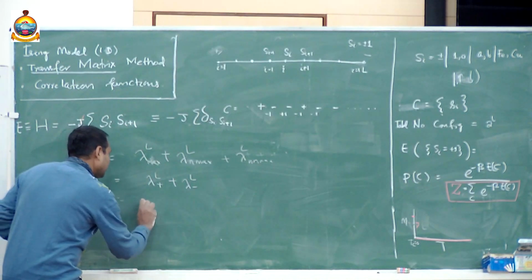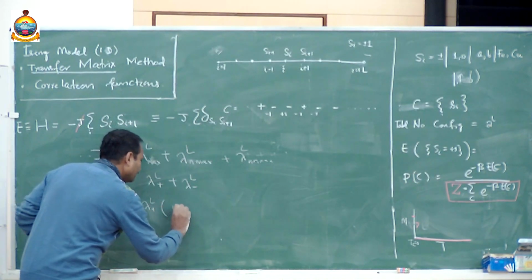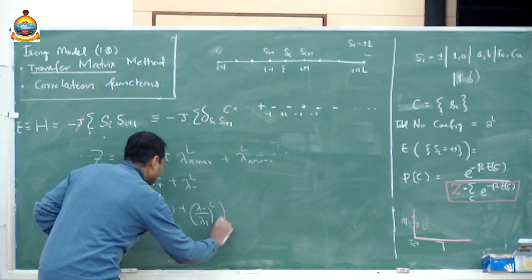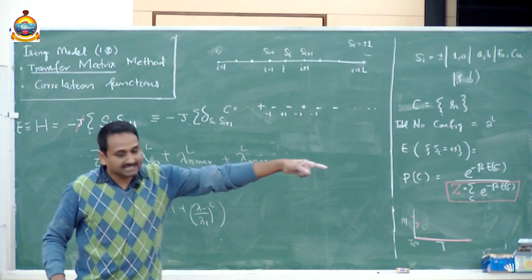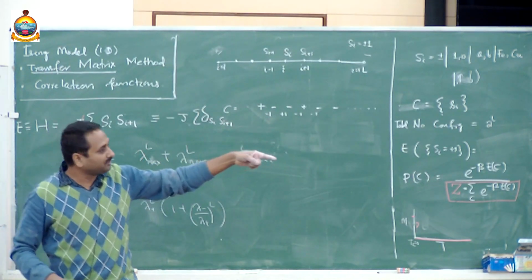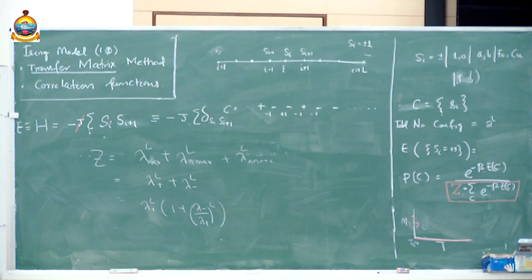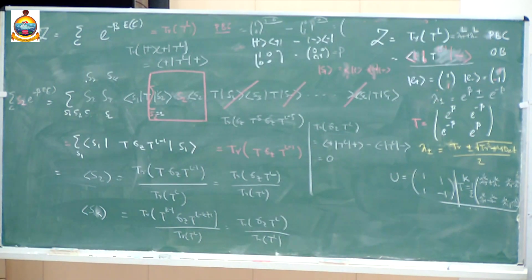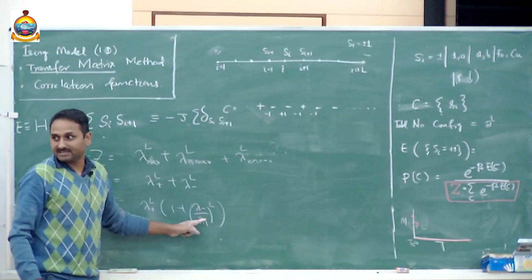This can be written as lambda plus to the power L times 1 plus lambda minus divided by lambda plus, whole to the power L. Okay. And lambda plus minus, you can see, is e to the power beta plus minus e to the power minus beta. So lambda minus is always smaller than lambda plus. So this ratio, lambda minus by lambda plus, is always smaller than 1.